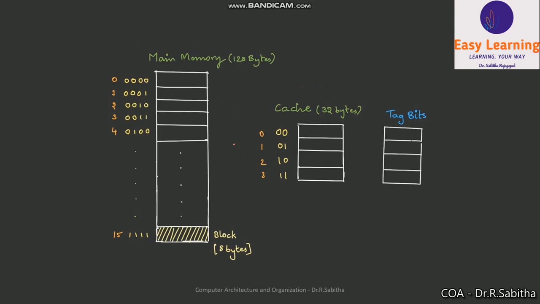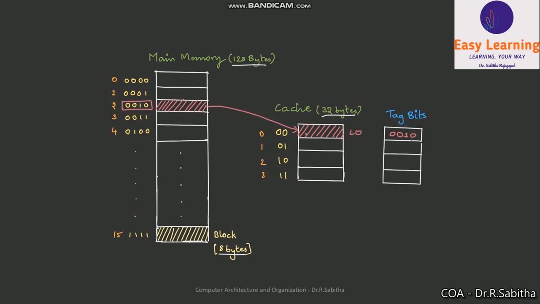So let us take this example. The same structure I have taken. Main memory is 128 bytes, cache is 32 bytes. So you require 4 bits for your block index and 2 bits for your cache index. So now I am placing block 2 in the cache. It could be placed anywhere inside the cache, so I am placing it in line 0.